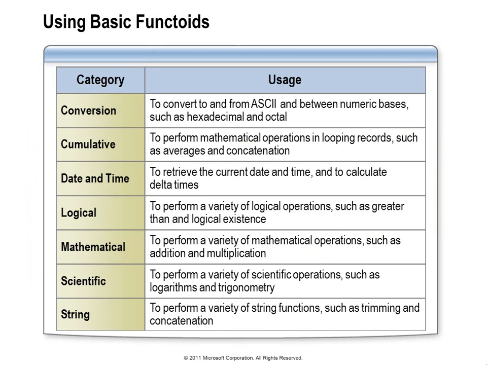The BizTalk Mapper provides a wide variety of functoids in the toolbox. You'll find functoids that help you with encoding conversions. There are functoids that calculate cumulative values, averages and sums, and so forth. And included in that is a functoid that allows you to cumulatively concatenate strings. There's a set of functoids that allow you to work with date and time values. And it offers a collection of logical functoids so that you can check for conditions such as greater than or less than or equal to.